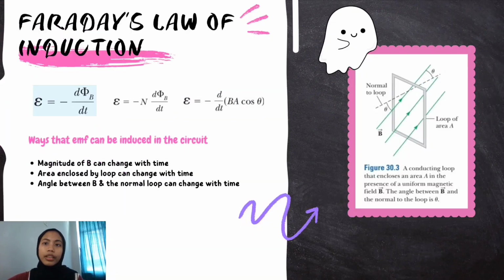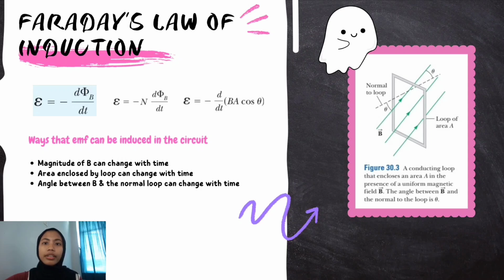Next, we're going to look at Faraday's law of induction. EMF is equal to the change of magnetic flux over the change of time. If a coil consists of N loops with the same area, there is a magnetic flux through one loop and EMF is induced in every loop. The magnetic flux through the loop equals BA cos theta, where B is the magnetic field, A is the area, and theta is the angle between the magnetic field and the normal to the loop.